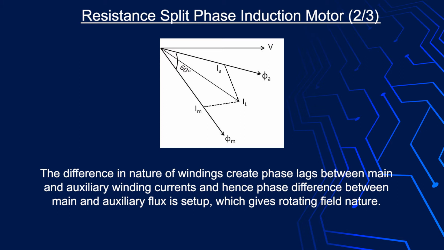So whenever we are drawing a phasor diagram, first we will see the supply and then we will draw the currents, and the effect of both the currents together will be your IL, which is the algebraic sum of your IM and IA.